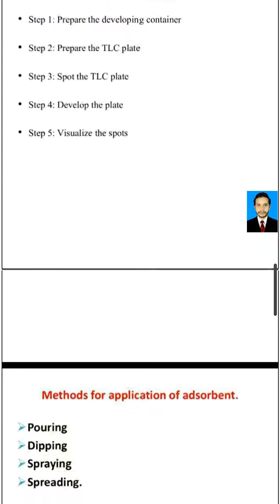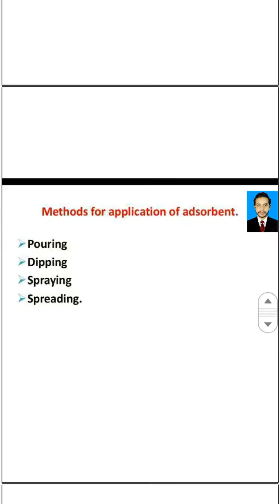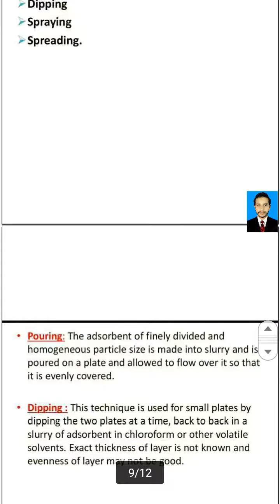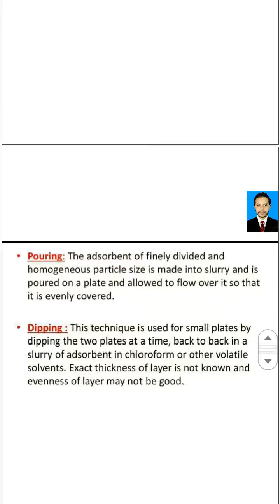Now let us talk about methods for application of the adsorbent. Number 1, pouring. Number 2, dipping, spraying and spreading. The first one is pouring. What is meant by pouring? The adsorbent of finely divided and homogeneous particle size is made into a slurry and is poured onto a plate and allowed to flow over it so that it is evenly covered.